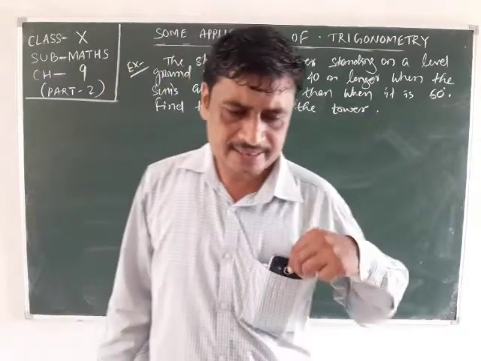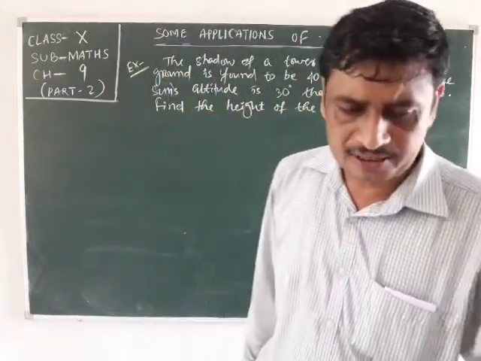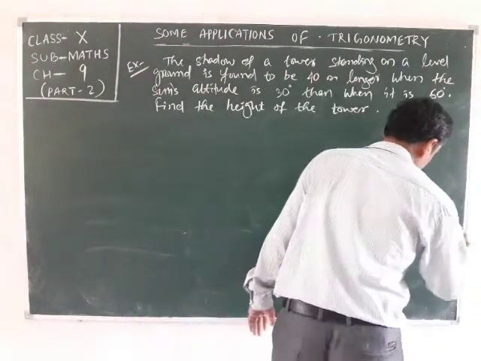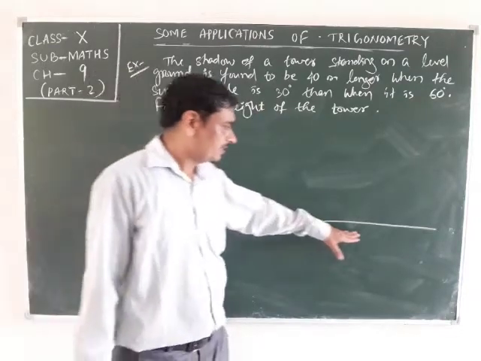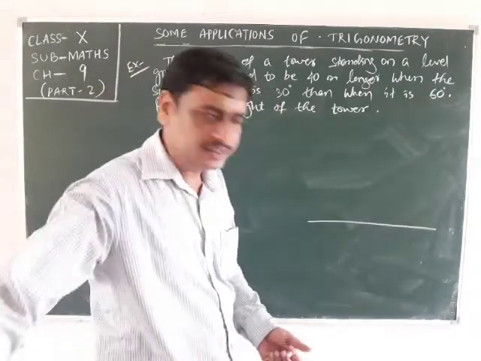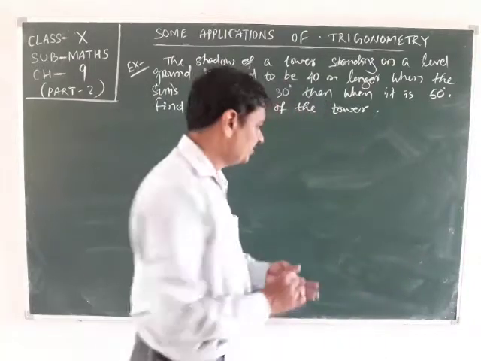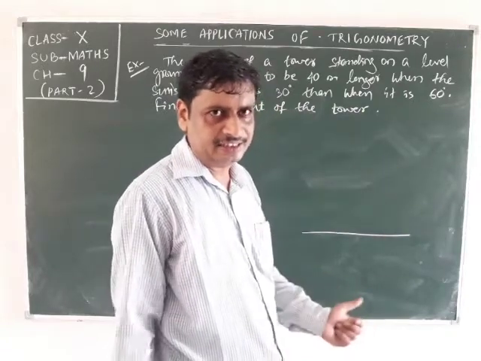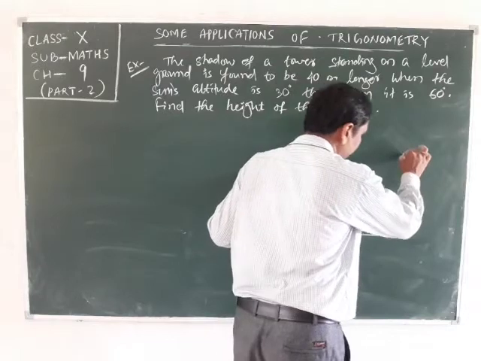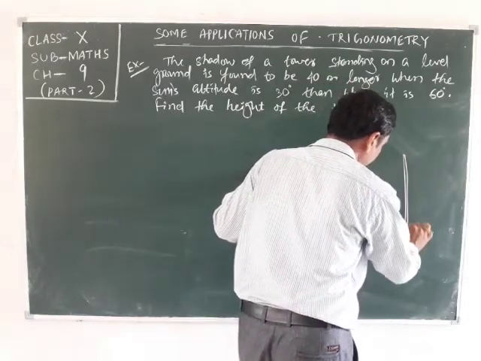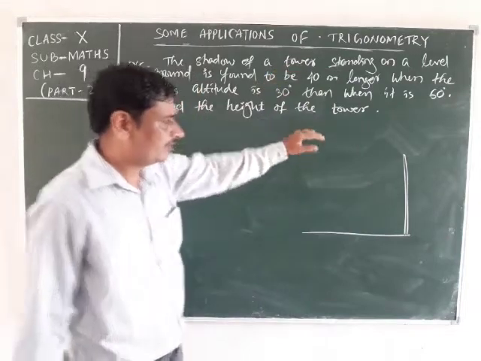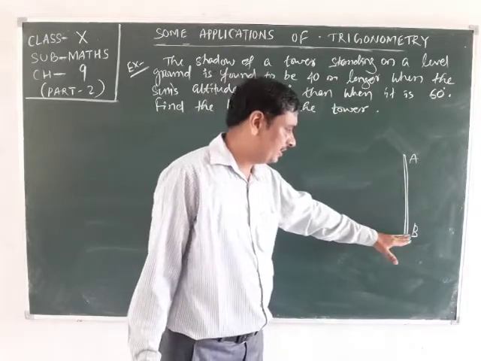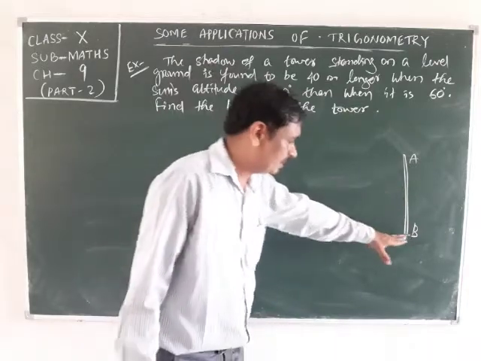Here a tower is standing on level ground. Level ground means the ground is plain everywhere. If the shadow falls, then we get a straight line for any point. Like, a tower is there, name it AB. Since it looks like a straight line, the shadow of this tower also becomes a straight line.